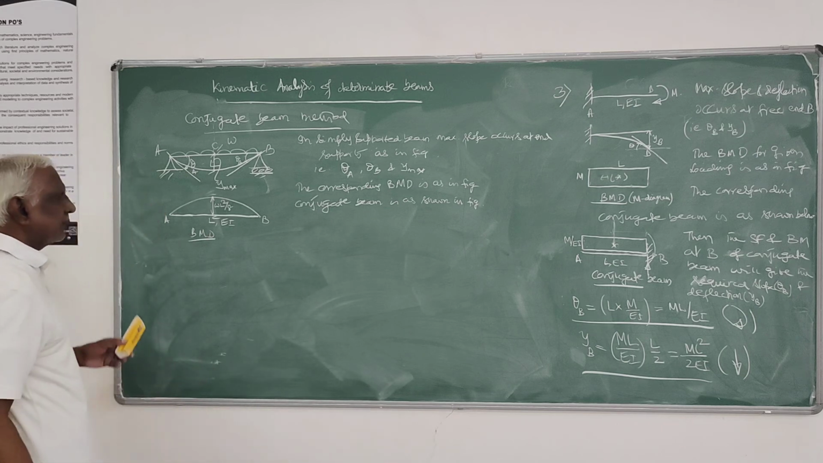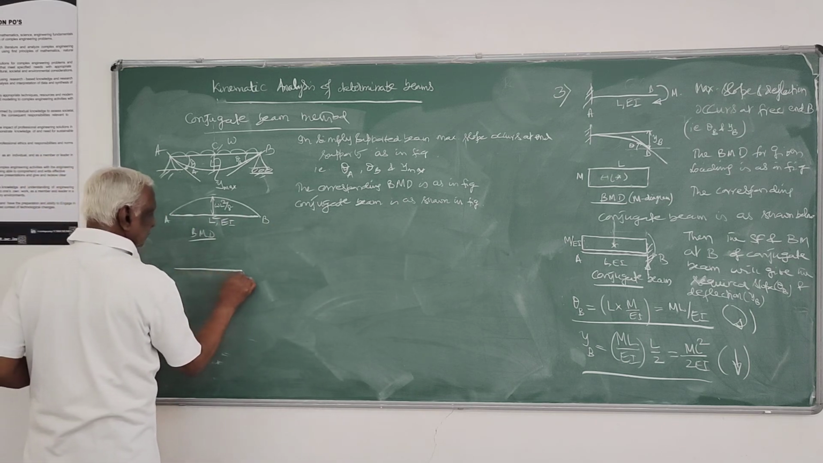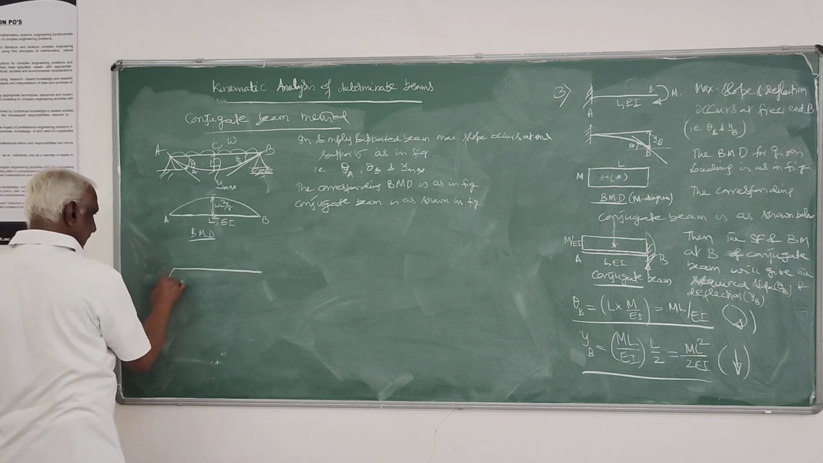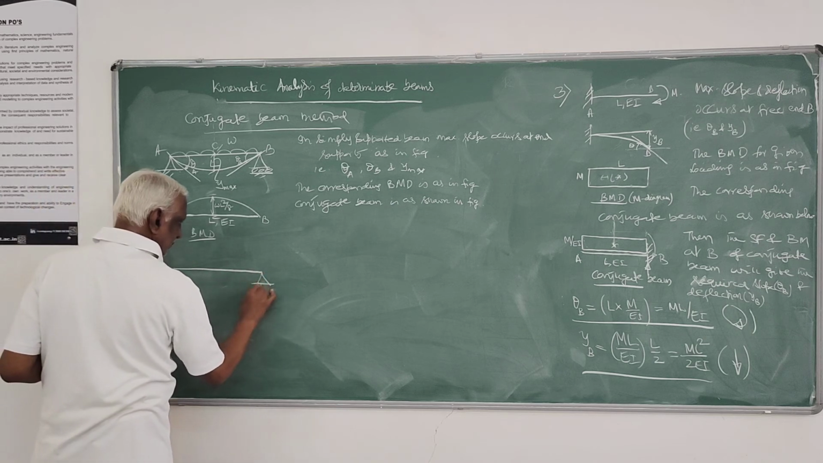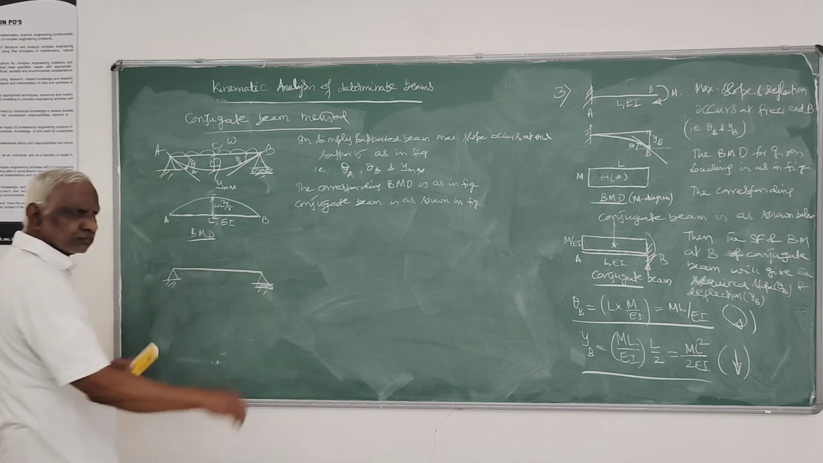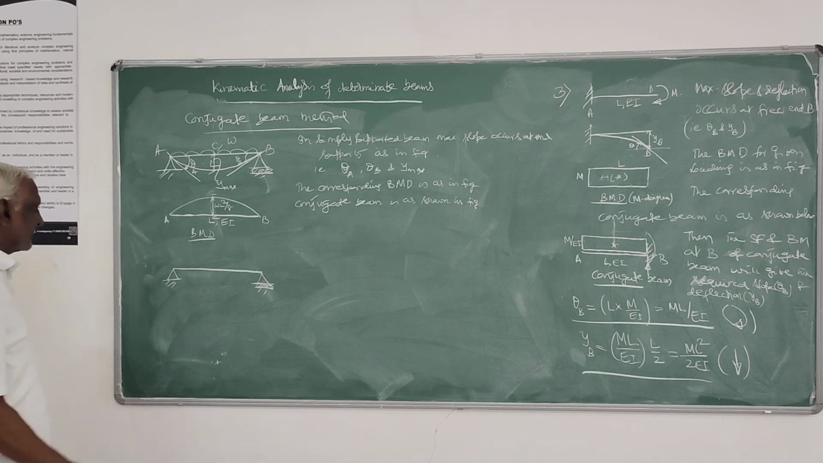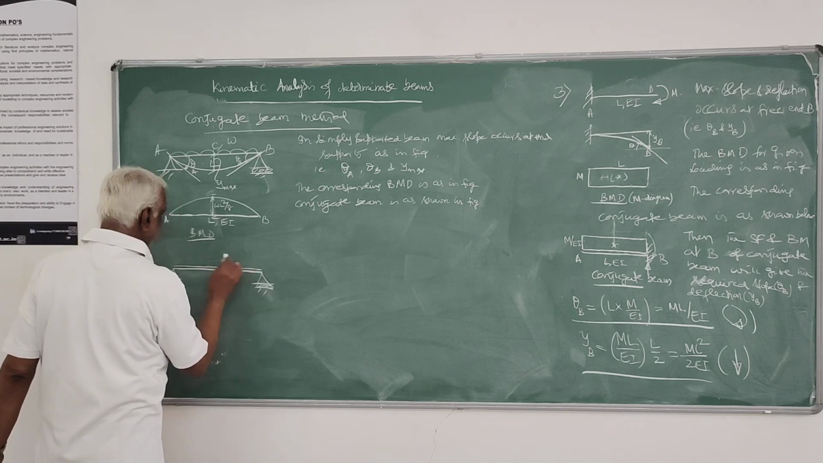How to draw the conjugate beam? Geometry wise, it is the same, right? Suppose the end is here, that will not alter these two, as it is. Given beam and conjugate beam are one and the same. Loading will be the M by EI diagram.